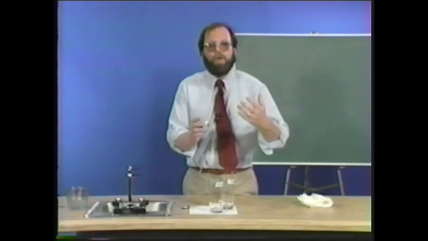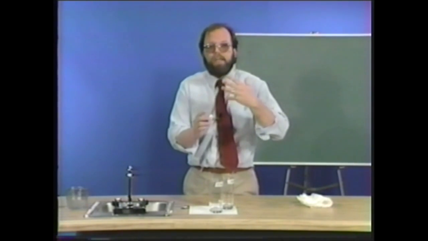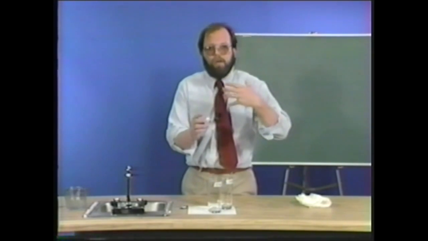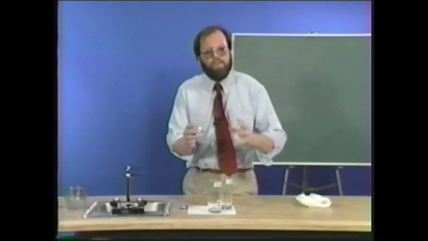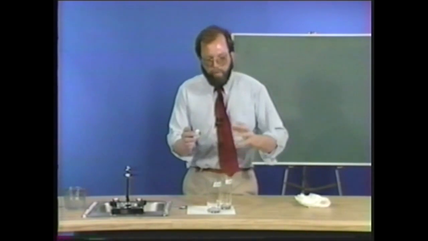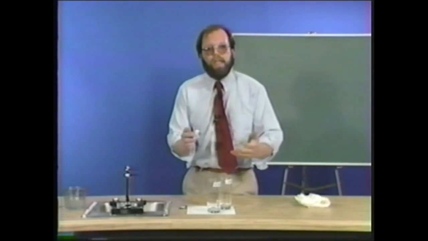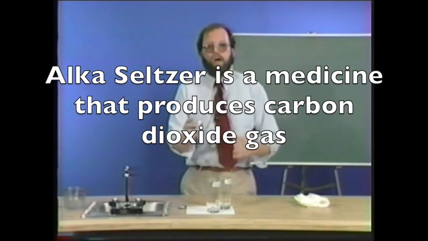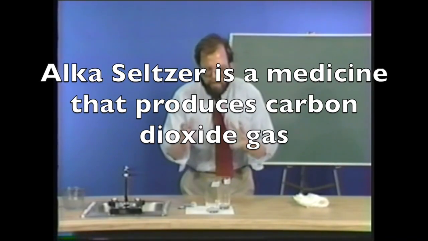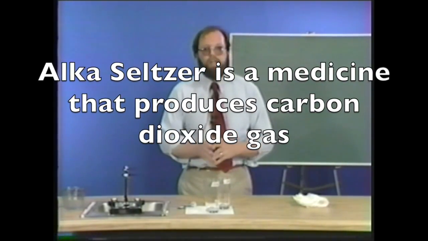undergo a chemical reaction. The atoms in the chemical substances of Alka-Seltzer are rearranged, and one of the products of the reaction is carbon dioxide gas. And we can actually see carbon dioxide gas bubbling from our chemical reaction. Okay, so that's the experimental design. Let's go ahead and carry it out.